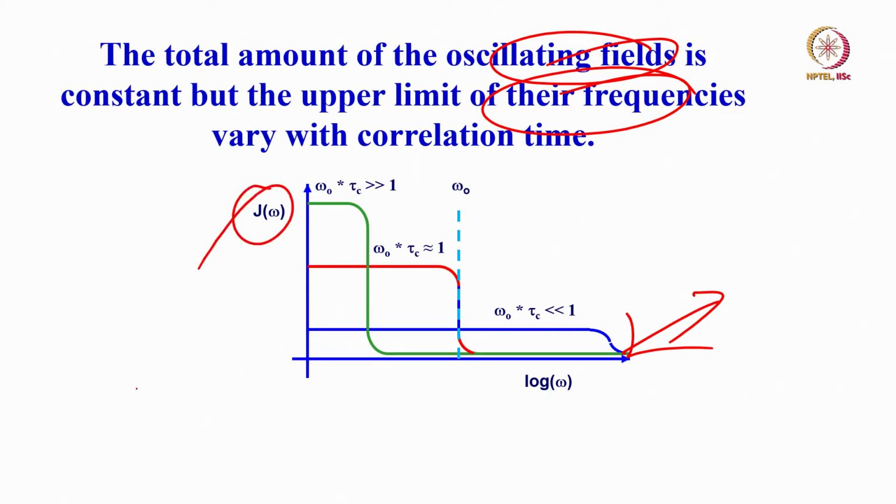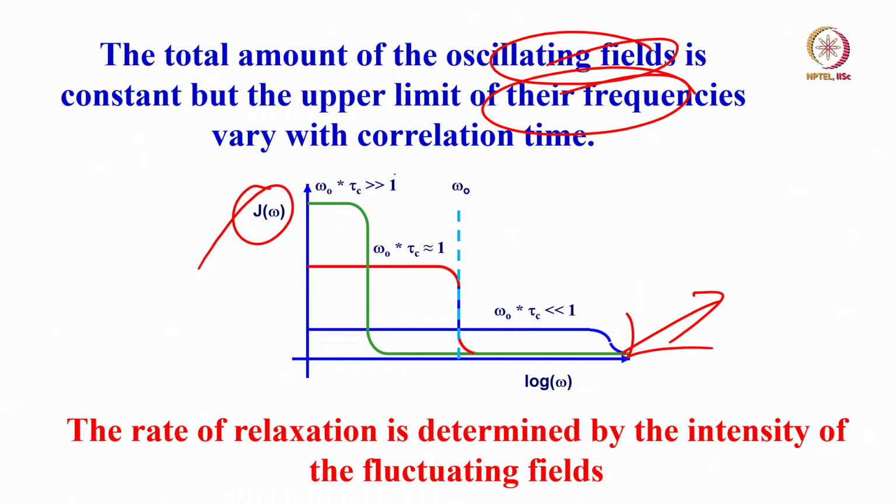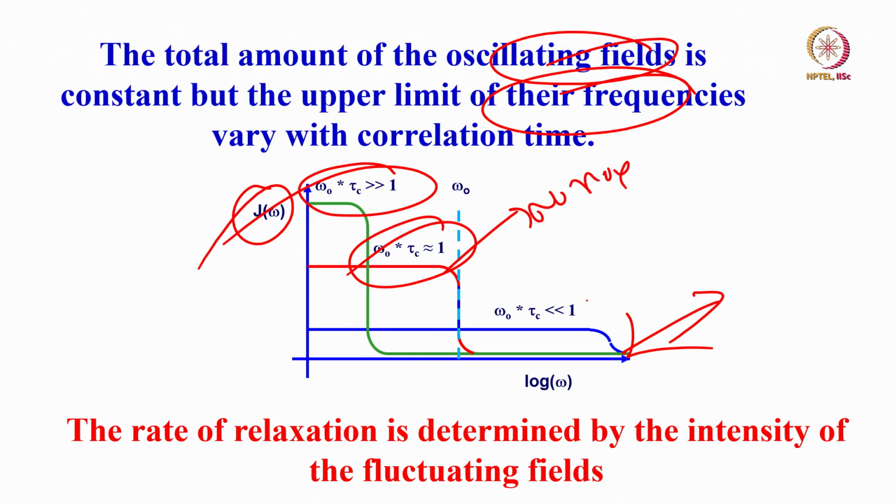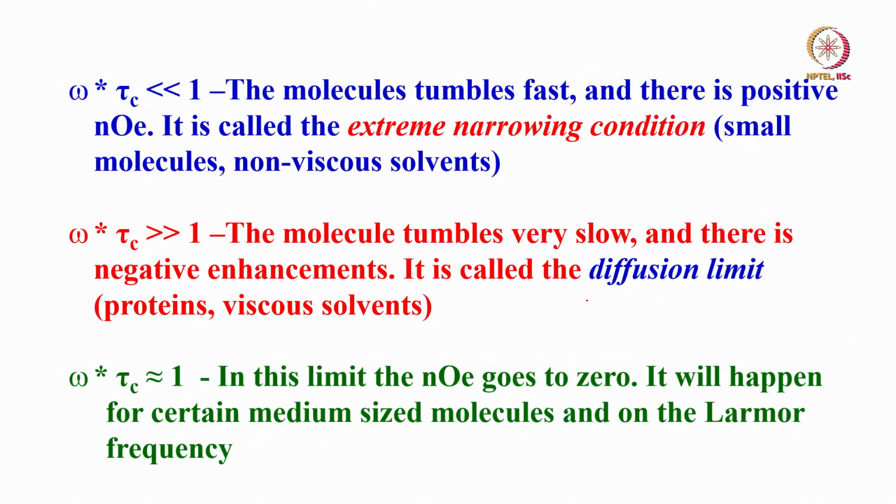This is J(ω), the spectral density function, and this is what we saw: omega tau c very much greater than 1. This is the intermediate condition where omega tau c is approximately equal to 1, where you see no NOE, and this is omega tau c very much smaller than 1. Now you will see we have certain conditions under which we can see NOE or not. Let us see omega tau c less than 1.